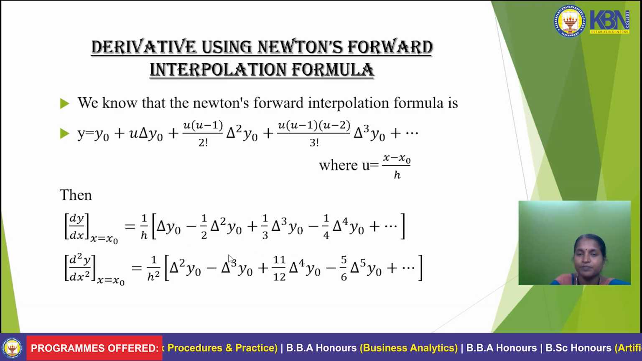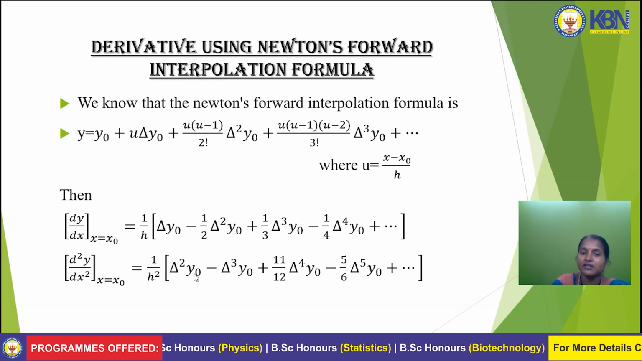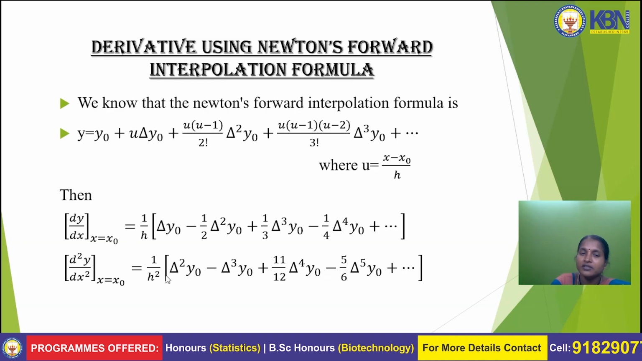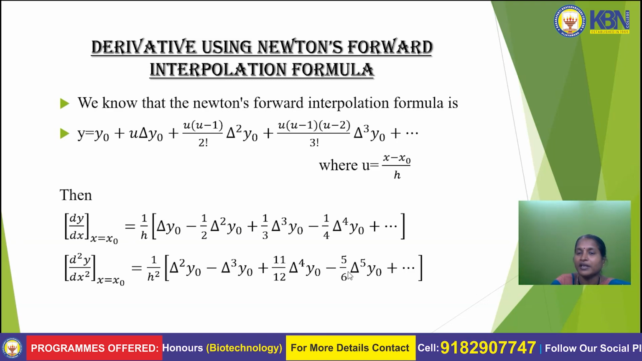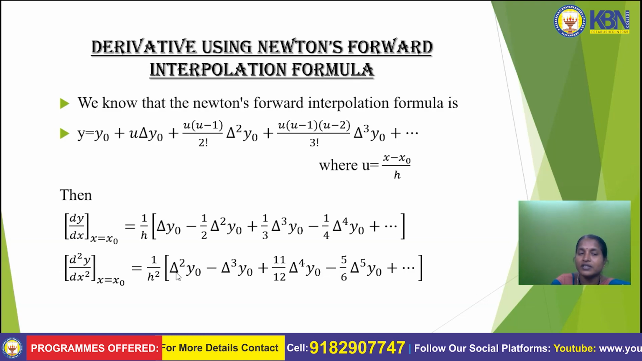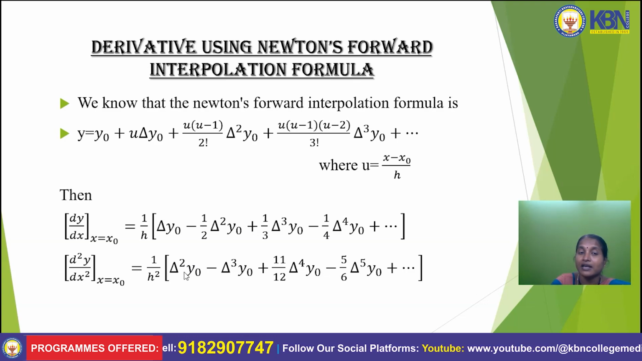Next we find the second derivative, d square y by dx square at x is equal to x naught. The formula is 1 by h square into delta square y naught minus delta cube y naught plus 11 by 12 delta power 4 y naught minus 5 by 6 delta power 5 y naught and so on. Here also the signs alternate, plus and minus. The second derivative starts with delta square.